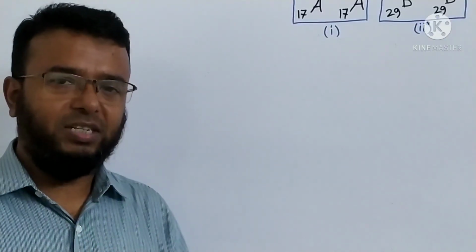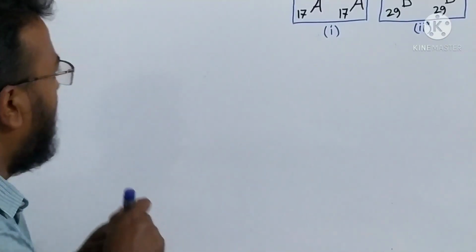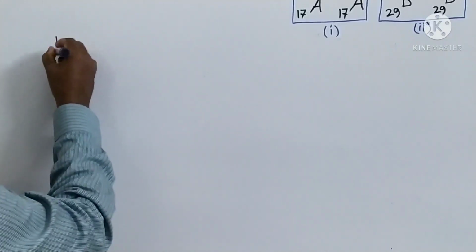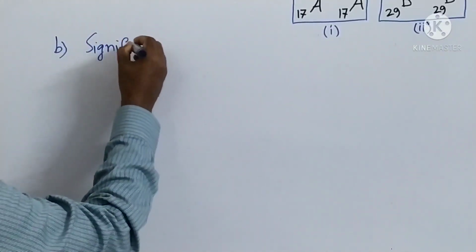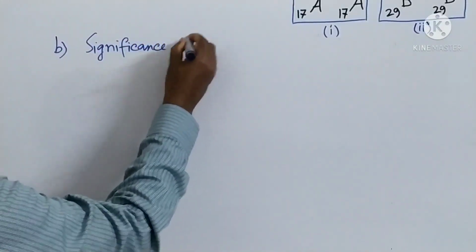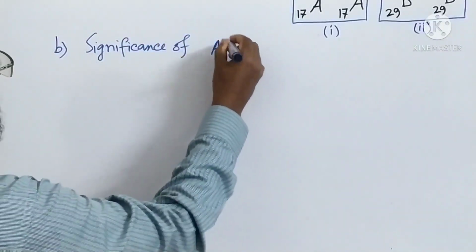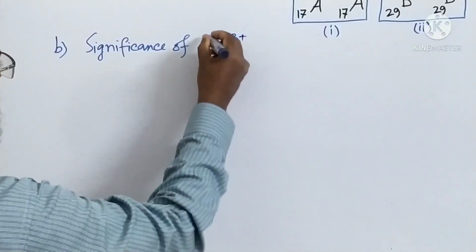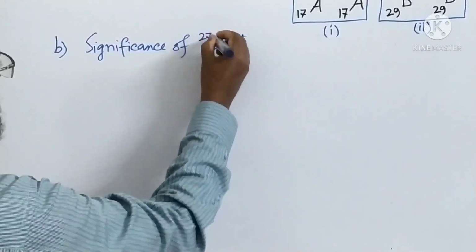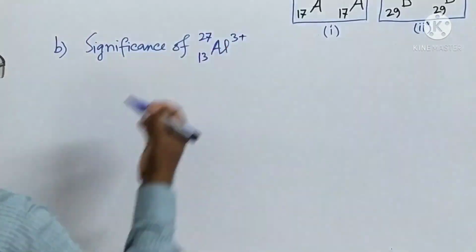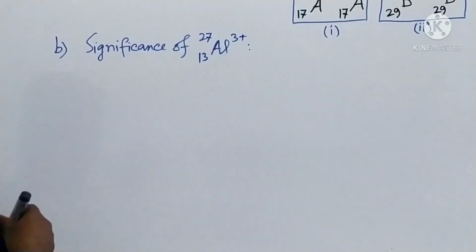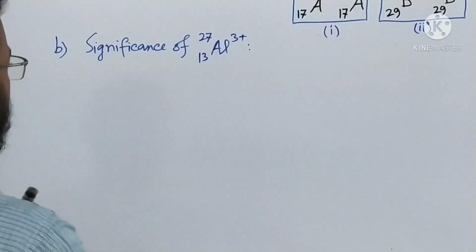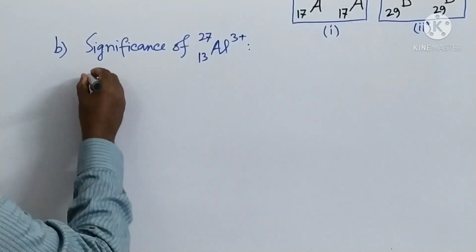Okay students, you must write down what I am writing. Okay, now number B. This is the significance of aluminum 3 plus. It is an ion and its mass number is 27, atomic number is 13. So we have to write the significance. Okay, number 1. Everybody see that.